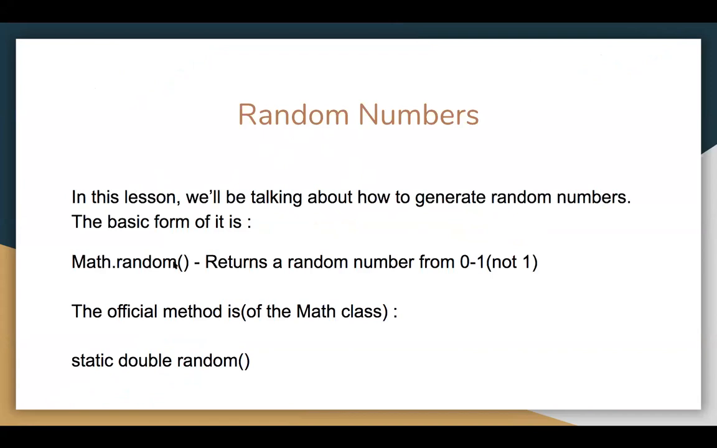And the basic form of it is math.random. This returns a random number from 0 to 1, and that's not including 1. So anything between 0 and 1, that's a double, you can generate it there using that command.